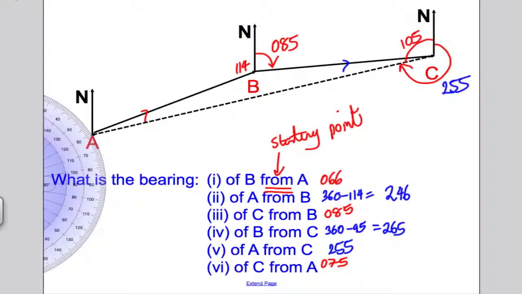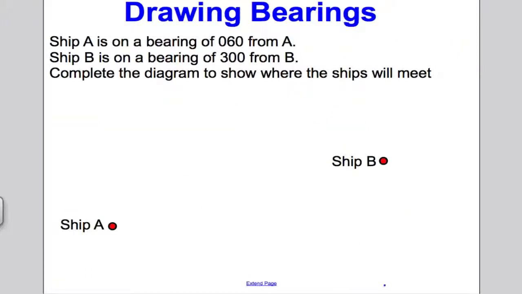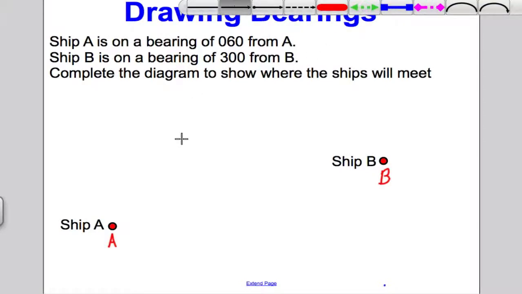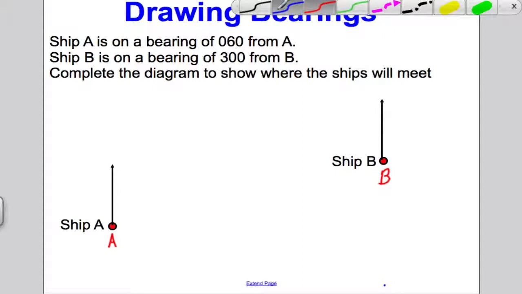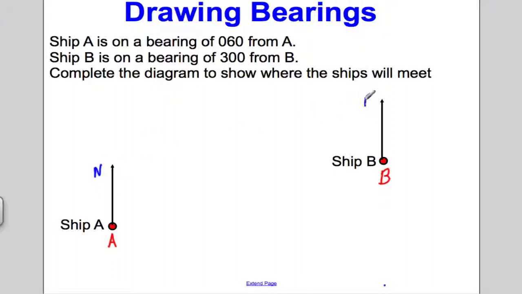This is the other thing that can come up in the exam: ship A is on a bearing of 060 from the point A, and this is our point A. And ship B is on a bearing of 300 from B, and this is our point B. Complete the diagram to show where the ships will meet. First thing you do, always very important, draw in your north lines, because all bearings are measured from the north. So always start off by doing the obvious there and labelling in that is north and that is north.